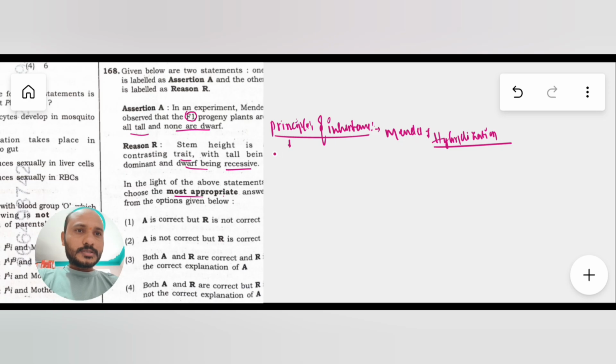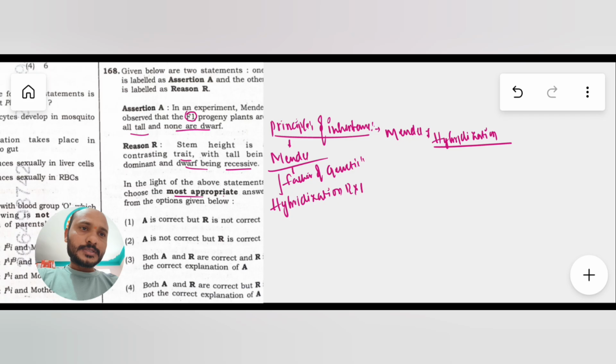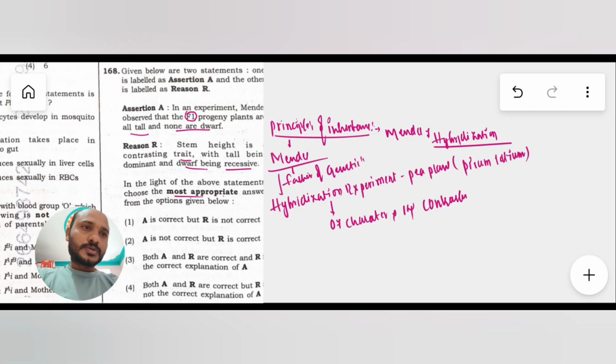Do you know about Mendel? Mendel is considered the father of genetics. Mendel did an experiment called the hybridization experiment. He worked on the pea plant, scientific name Pisum sativum. He observed, very important, 7 characters and 14 contrasting traits on the pea plant while he performed the hybridization experiment.